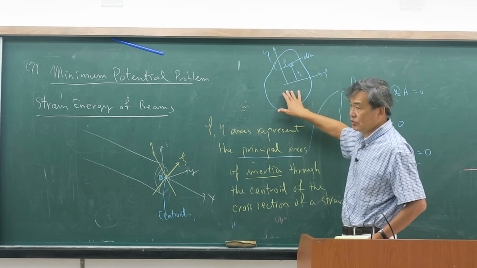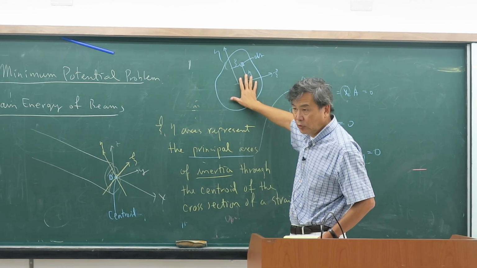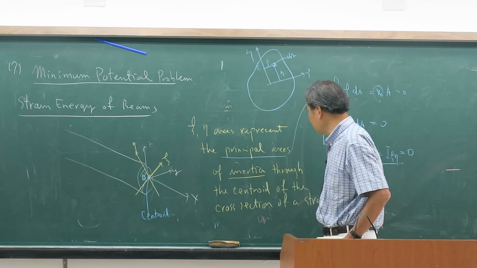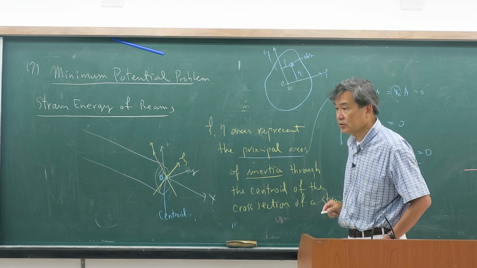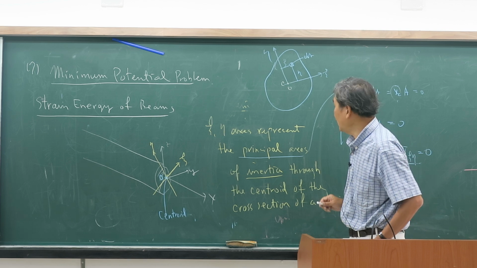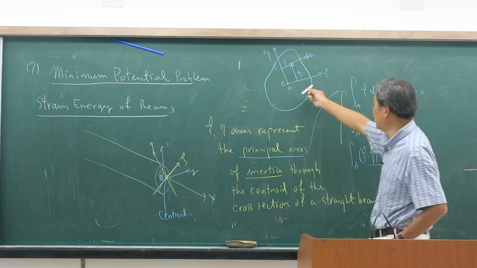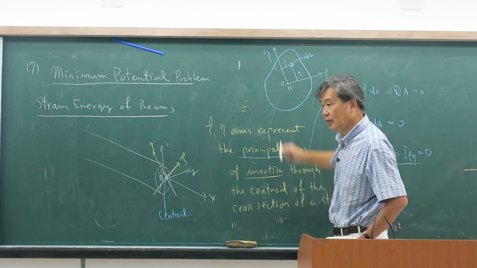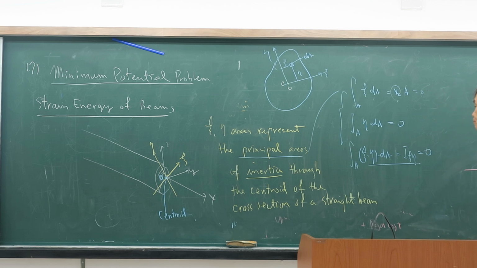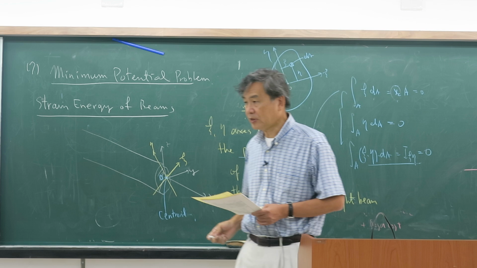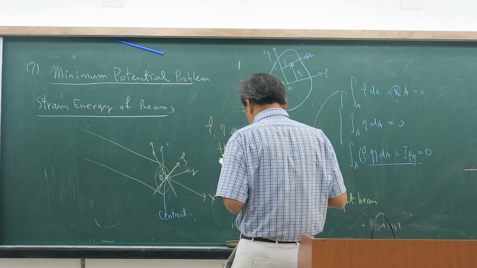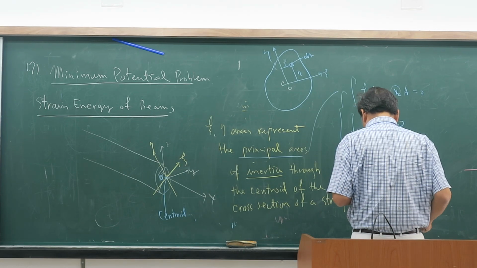Once I give you a cross-section, you can find the centroid of this cross-section. And we define this centroid as the point of origin of the coordinate system. Right? And you can find the principal axis. How do I find it? Then you have to use the principal eigenvalue problem to find this direction. Alright?